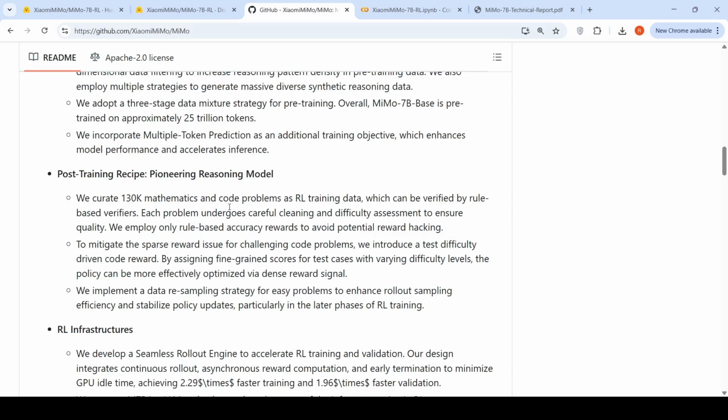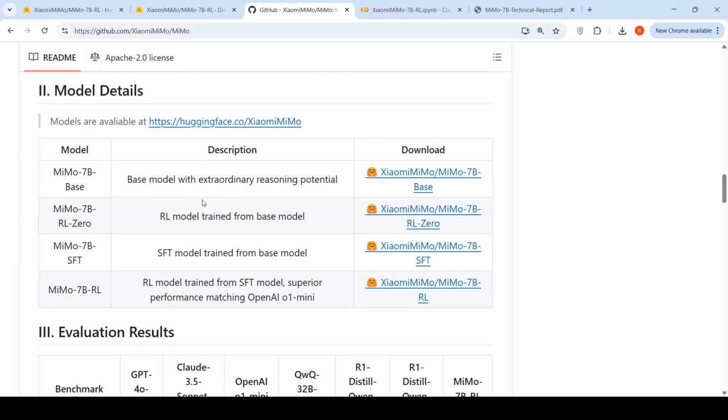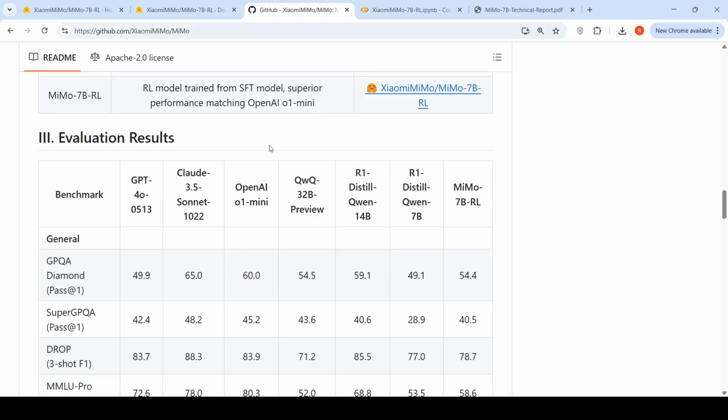Then they created the reasoning model, whereby they curated 138K mathematics and code problems, which can be verified by rule-based verifiers. Each problem undergoes careful cleaning and difficulty assessment to ensure quality. We employ only rule-based accuracy rewards to avoid potential reward hacking. Using that, they did RL, reinforcement learning, to create the reasoning model. So they have four models: a base model with extraordinary reasoning potential, then the RL model trained from the base model, then a supervised model trained from the base model. From the supervised fine-tuned model, they created the reinforcement learning model, which has superior performance matching OpenAI o1-mini. That's what they claim.